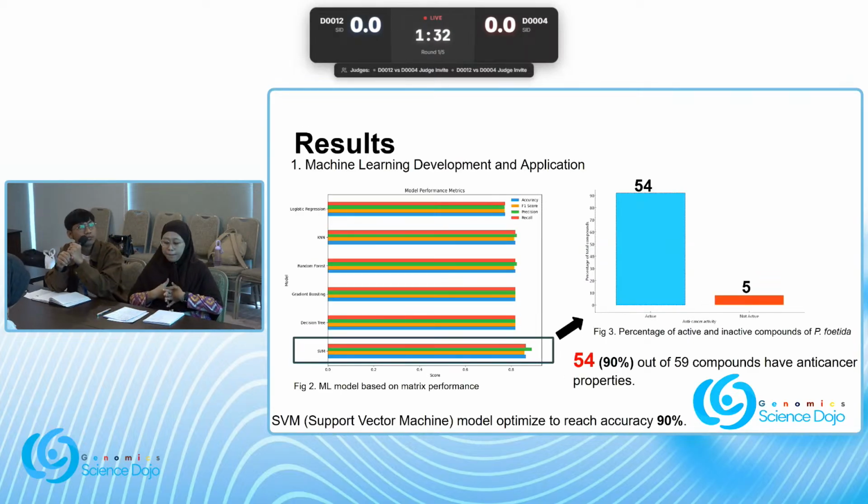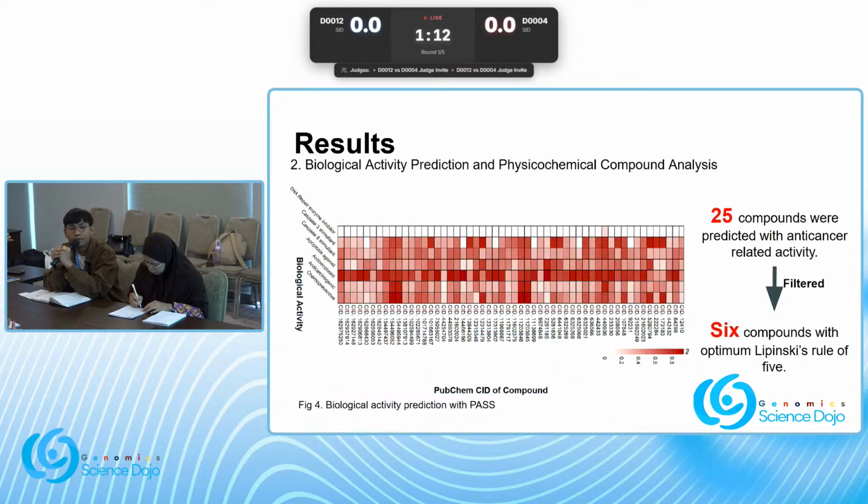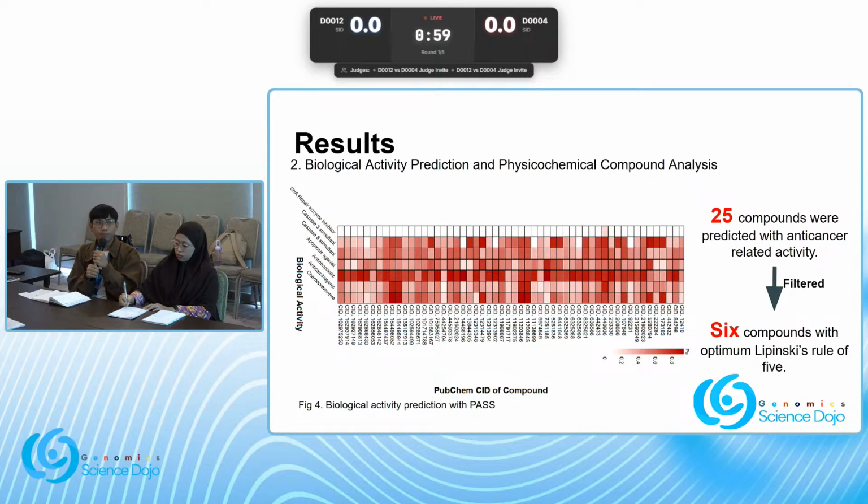Next step. Based on that, we found that there are 6 machine learning models that we can develop, and the one with higher accuracy compared to the others is the SVM model. We applied that model to our dataset of Pediria foetida compounds, and we found that 54 compounds out of 59, which is about 90% of the compounds, have anti-cancer properties. Next. Then for the 54 compounds, we filtered using PASS Online, and we got 25 compounds predicted to have anti-cancer related activity, particularly apoptotic activity. We filtered again to 6 compounds with optimum Lipinski's rule of five using SwissADME.